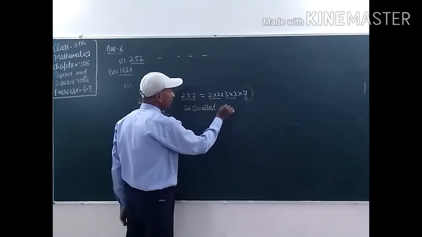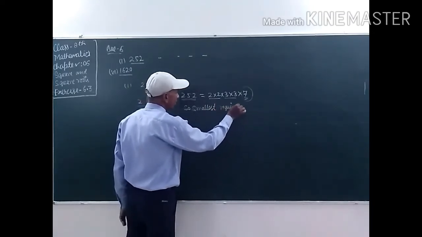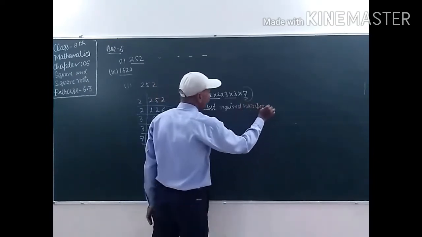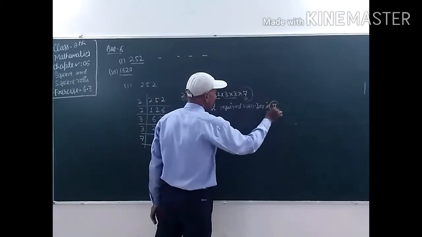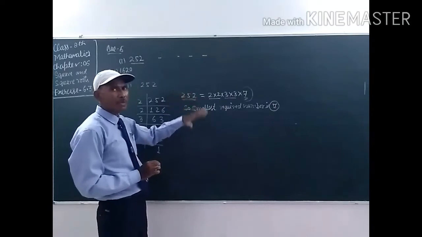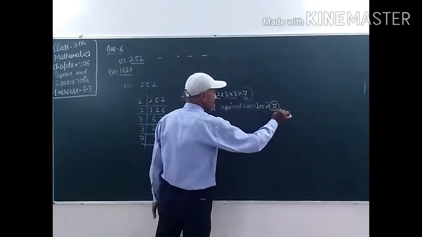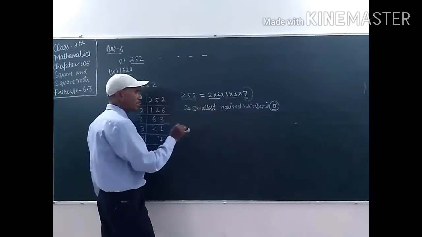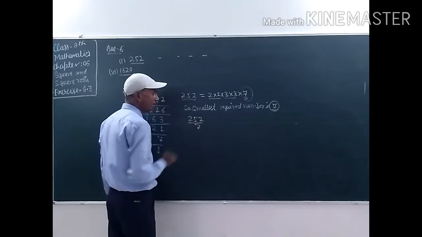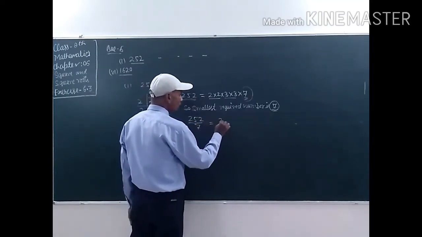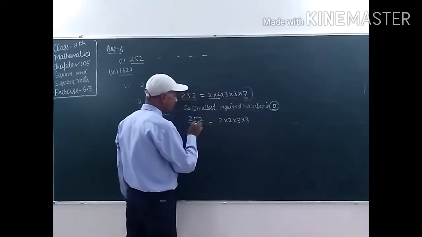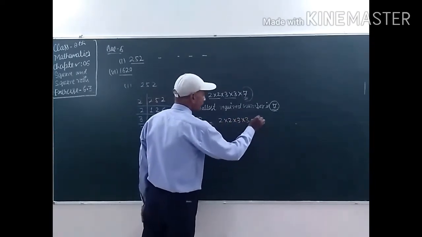The smallest required number is 7, student. Clear? By this number we have to divide to make it a perfect square. So the answer is 7, the smallest number. 252 divided by 7 is equal to 2 into 2 into 3 into 3. Prime factors are these. Clear, student?